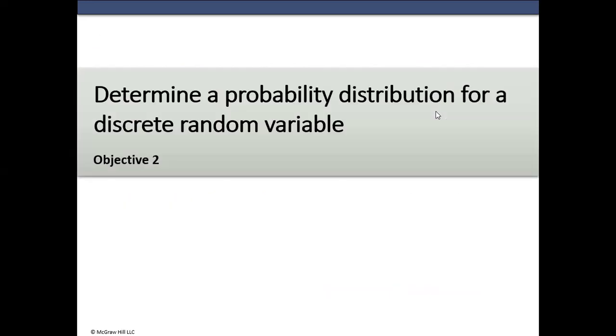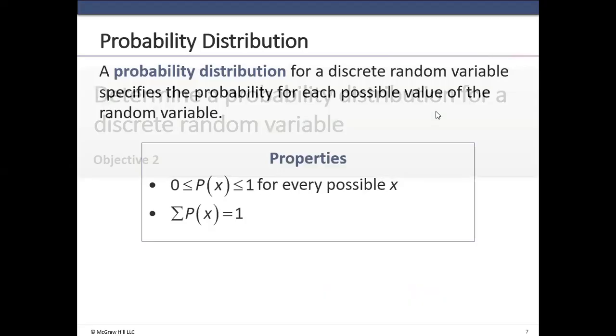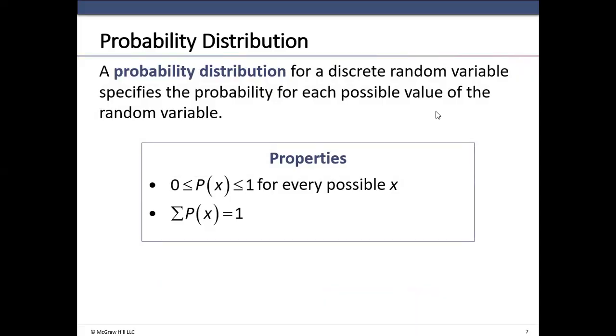Next, determine the probability distribution for a discrete random variable. A probability distribution for a discrete random variable specifies the probability for each possible value of the random variable. So what are the properties? The first bullet says the probability of the discrete random variable x is between 0 and 1. The lowest value is 0, the highest value is 1. That means probability cannot be less than 0 or greater than 1. Less than 0 means it cannot be negative. Greater than 1 means it cannot be 1.2, 1.3, etc.